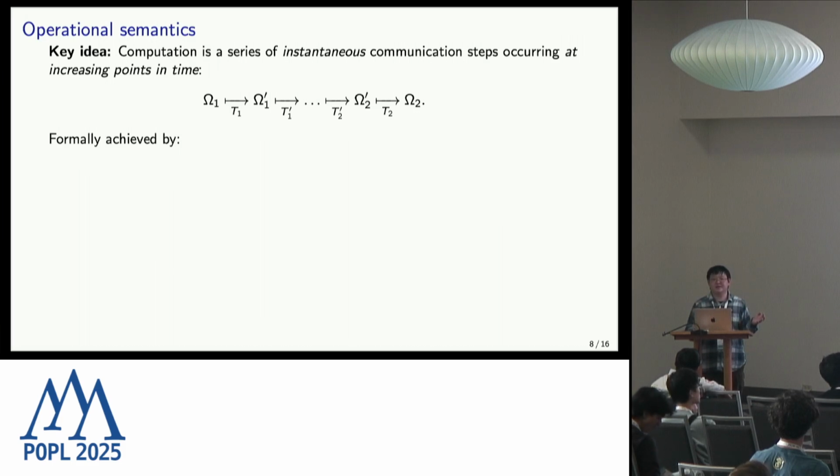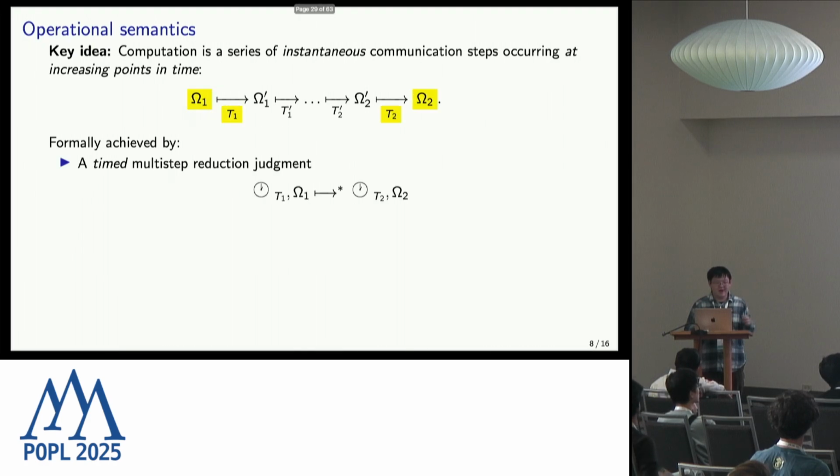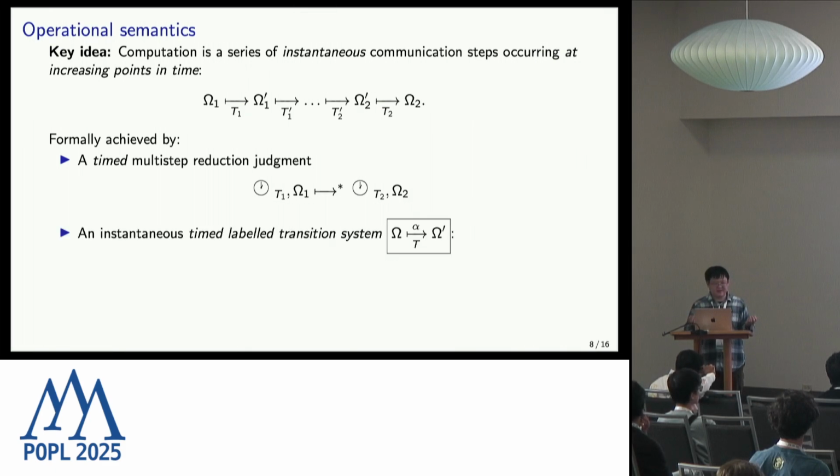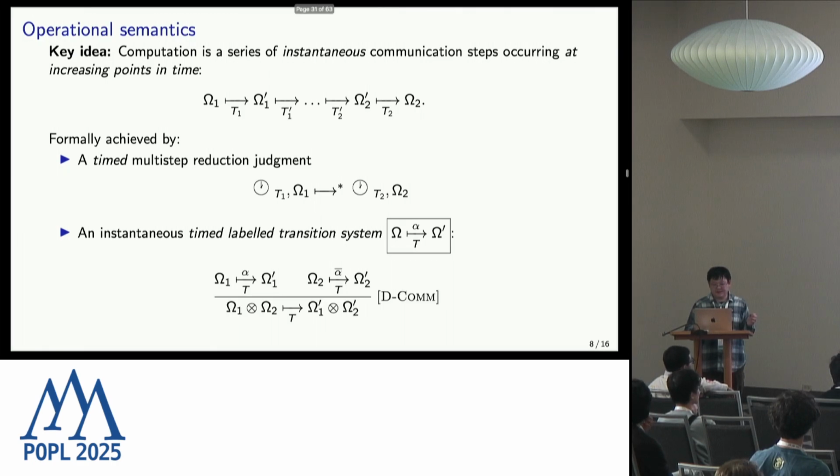And we formally capture this by two components. One, there is a timed multi-step reduction judgment, which says you start with this time and this configuration, and end up with that time and that configuration. And the way that we handle these instantaneous steps is using a timed label transition system, where the upper part of the alpha is the action of the step, and the lower half T means at what time the transition happened. This is a pretty standard label transition system, except the key rule, the communication or synchronization rule, says that to synchronize, both sides need to synchronize at the same time.